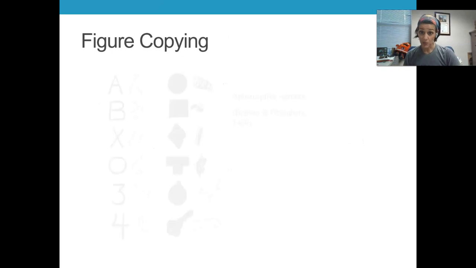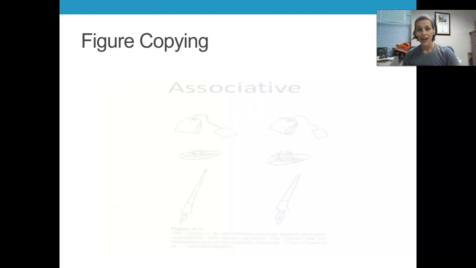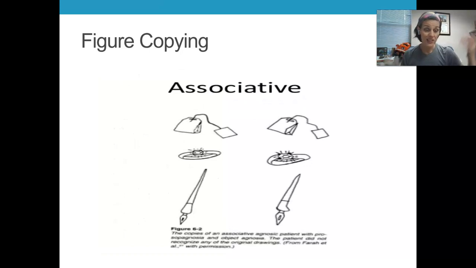So here are some examples. So here's apperceptive agnosia. You can see that there's clearly some problems with perceptual processing. And then we have associative agnosia. These people can copy things, but they won't be able to tell you what they copied.